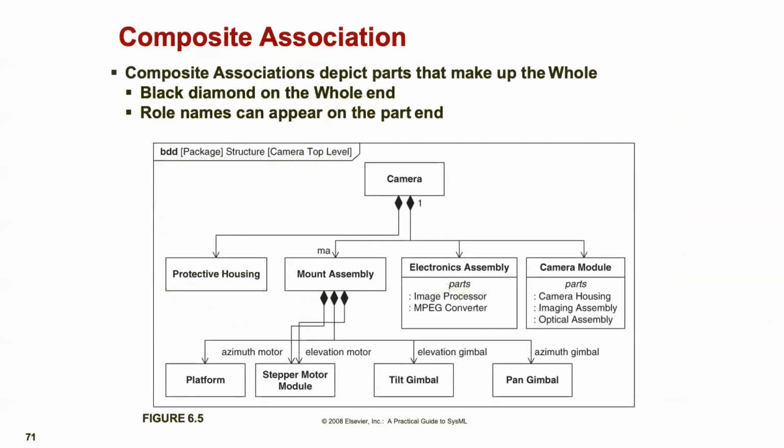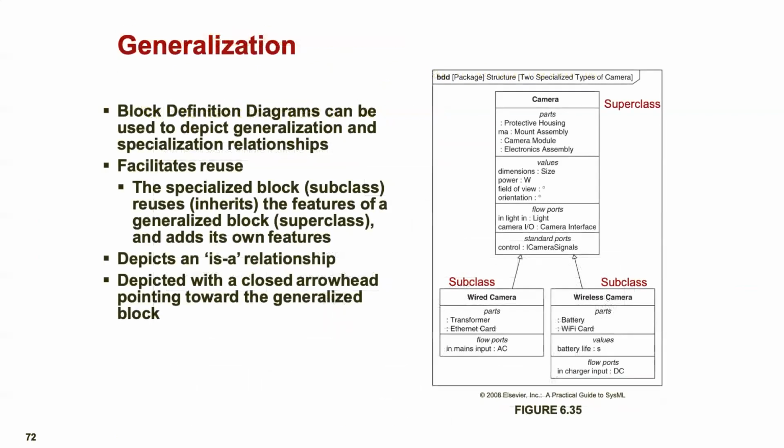For composite associations, it depicts parts that make up the whole, with black diamonds on the whole end, and the role name can appear on the part end. So here we're seeing some of those types of designations, the role names, and then the fact that we have a solid diamond, that is another important thing to remember.